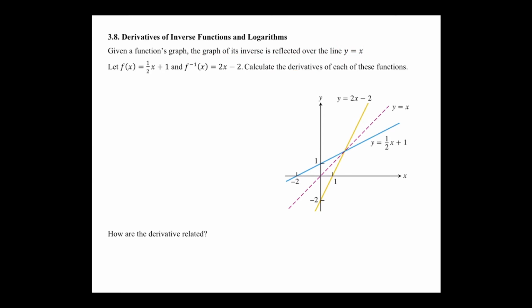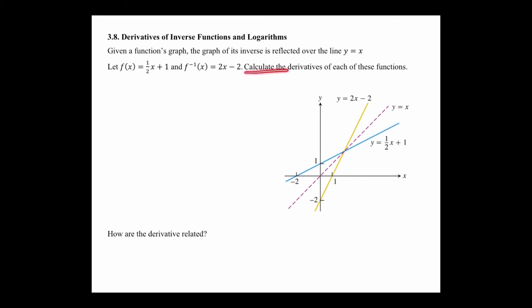And we see this illustrated with these two linear functions below. This dashed line is the line y equals x, and we have a function f of x equals 1/2 x plus 1, the blue one right here, and its inverse, f inverse of x equals 2x minus 2, the yellow function right here. And again, you could go ahead and verify they are inverses if you would like.